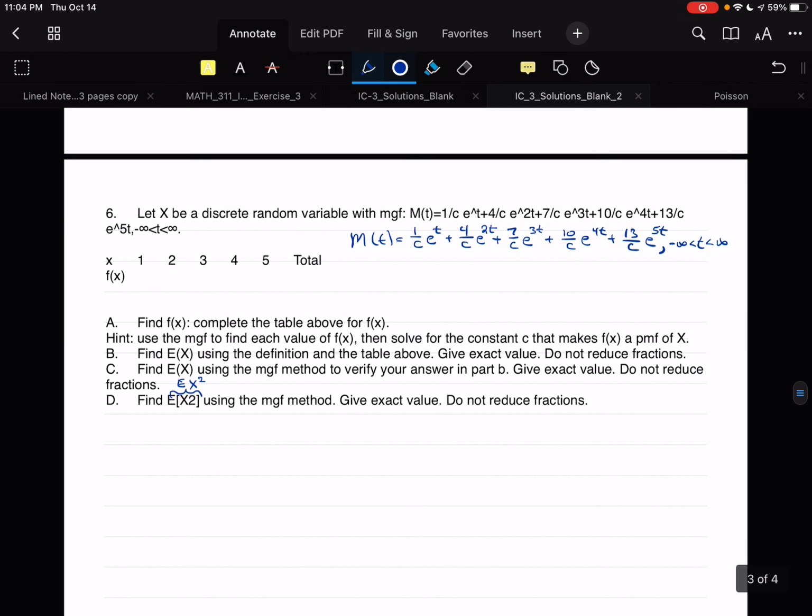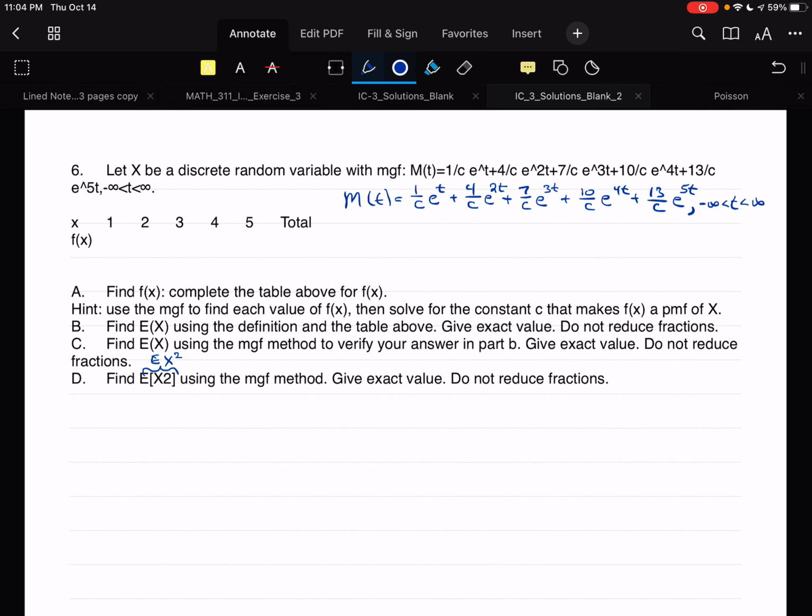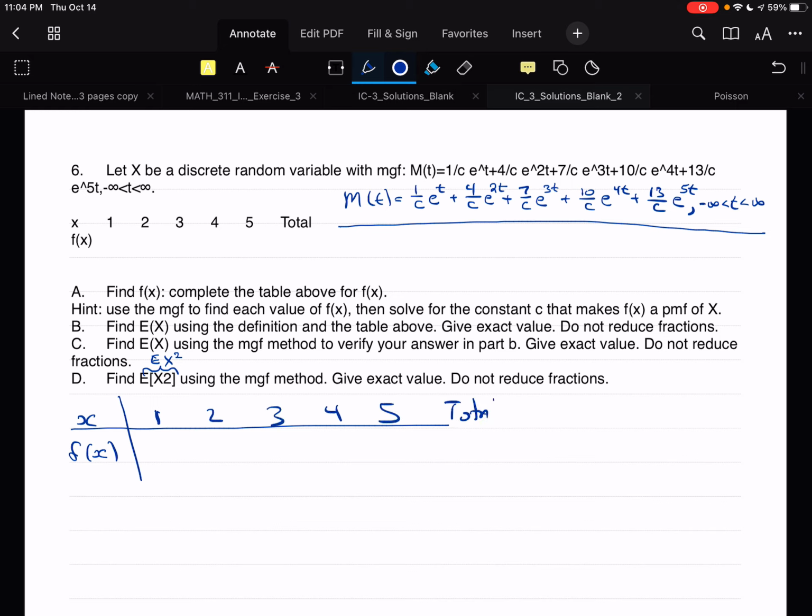Now we're going to go down to the 6th problem, and unfortunately when I pasted it into my software, it didn't paste very nicely, so I've rewritten the MGF, the moment generating function, for X, which is a discrete random variable. And A is find f of X, complete the table above for f of X. So I'm going to recreate the table here. I've already said that it's 1, 2, 3, 4, 5, and then the total. My table did not copy over very well at all.